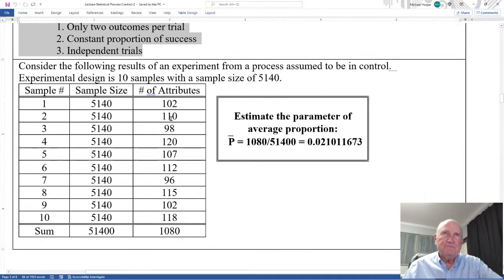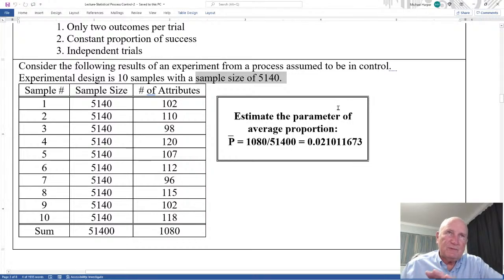So let's do it. Next is the experiment. Consider the following results of an experiment from a process assumed to be in control. Experimental design is 10 samples with a sample size of 5140. Okay, and there's our experimental design. We have 10 samples, and the sample size is 5140.